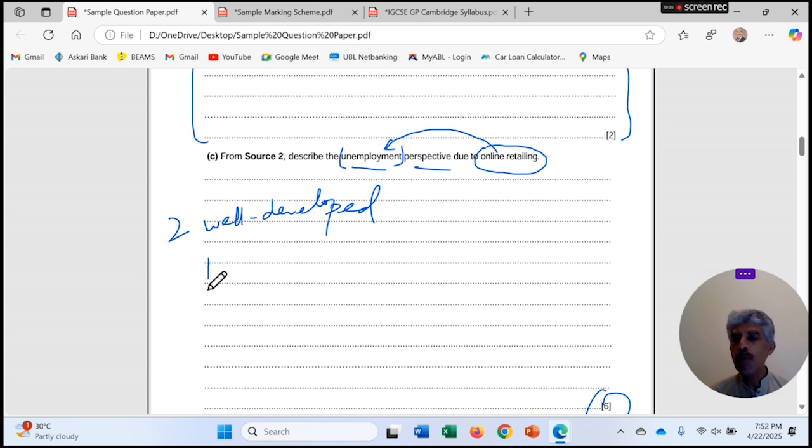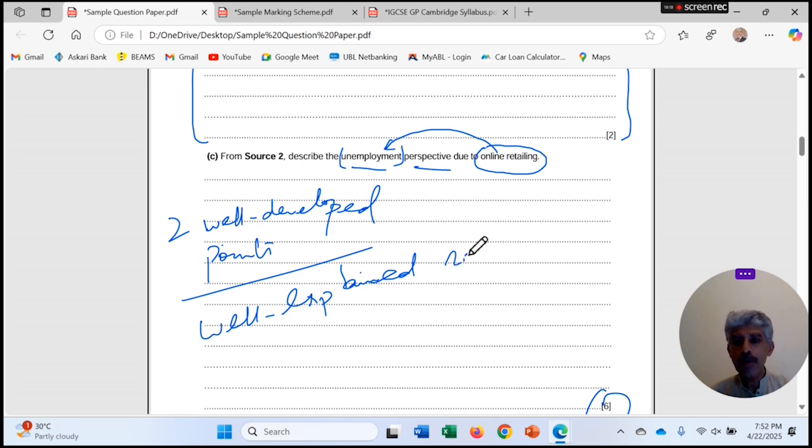Two well-developed points, I mean, well-explained reasons, and we can give the source reference as well.